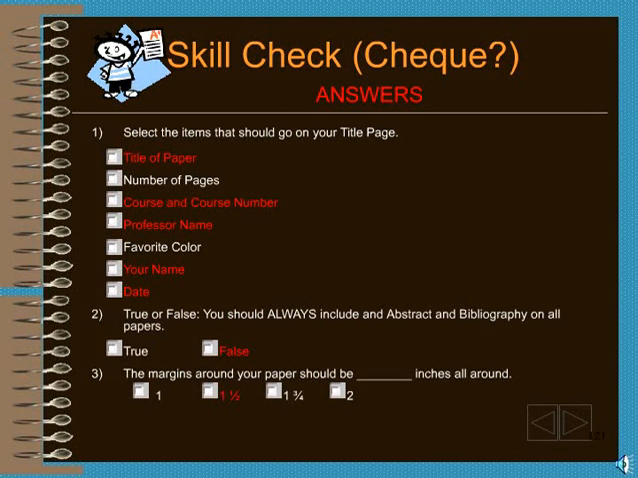How did you do? Remember, according to the APA manual, margins may need to be 1 inch, but for our purposes in student papers, they are to be 1.5 inches.